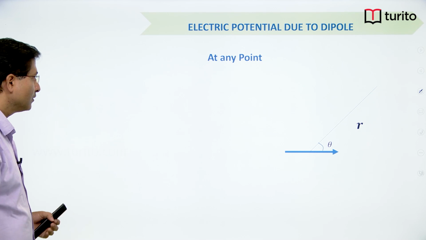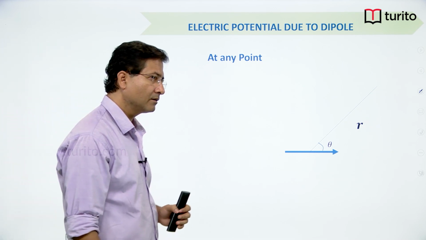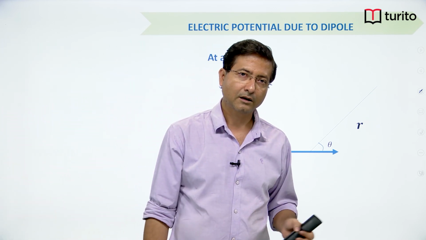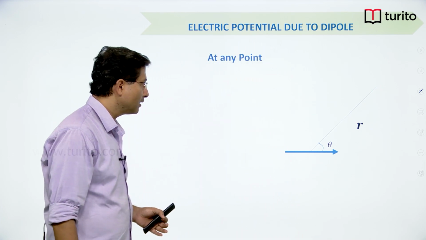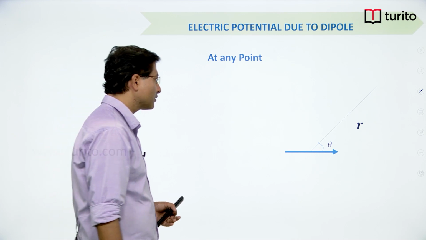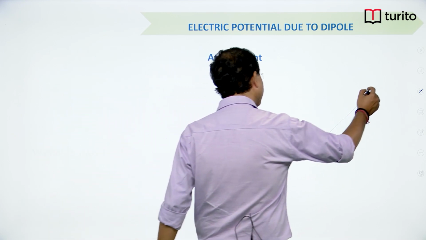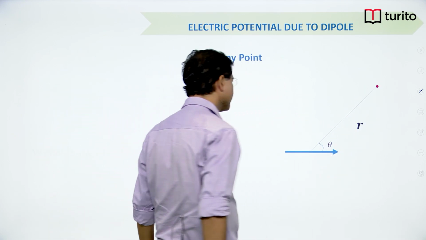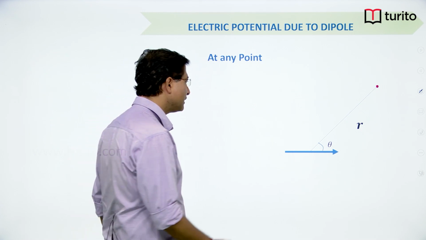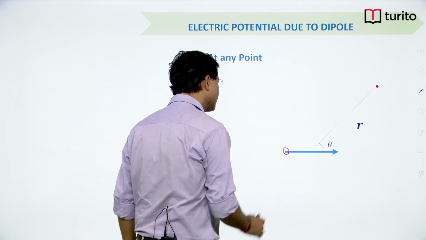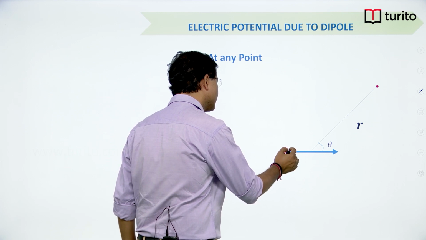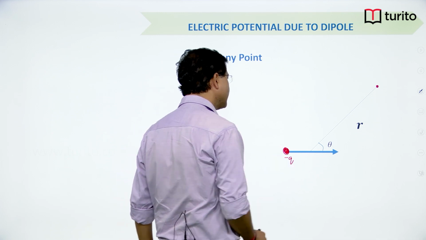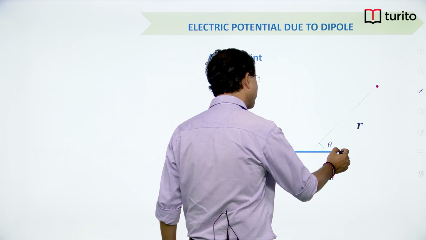Now we have just seen the expression of field, now we will see the expression of potential. I want to find out the potential at this particular point. So obviously here there will be a negative charge and here there will be a positive charge.